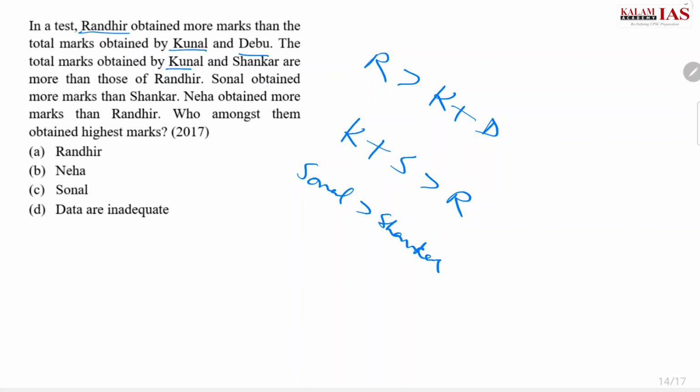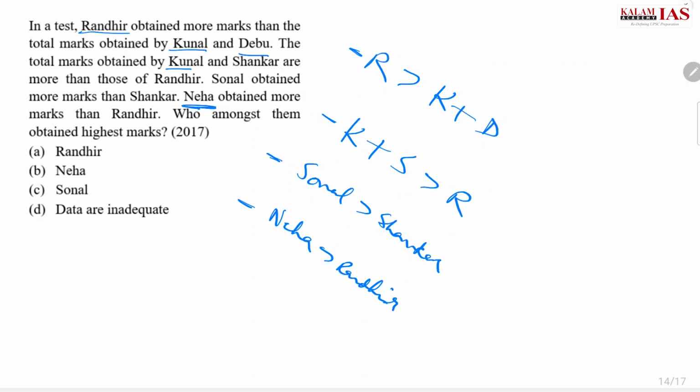Neha obtained more marks than Randhir. Who among them obtained the highest marks? Now we have been given 2 relations which involve summation of marks and 2 individual relations.